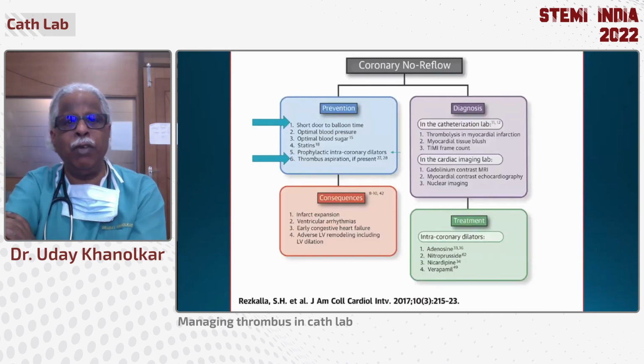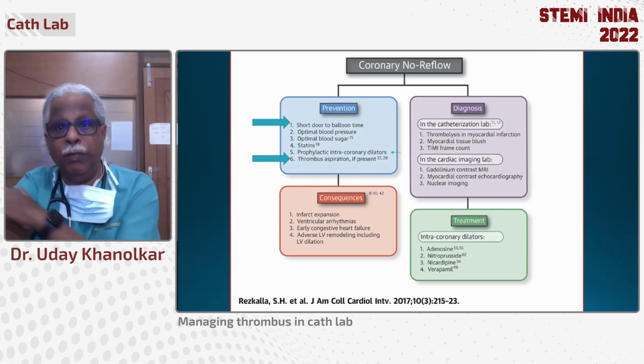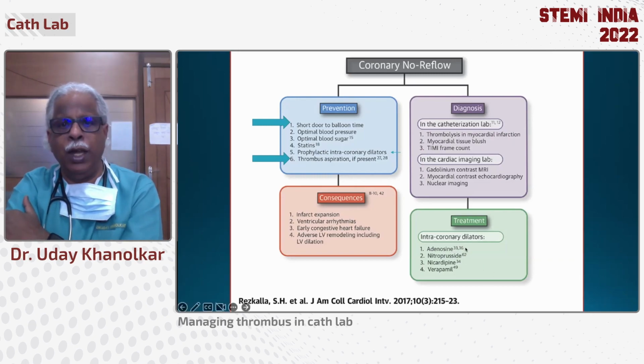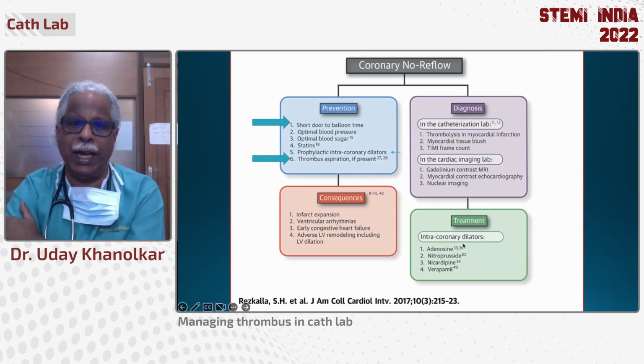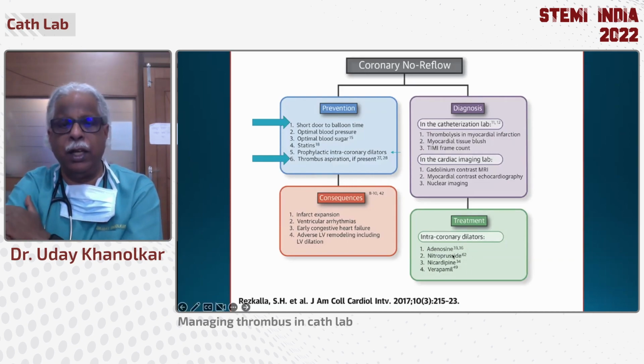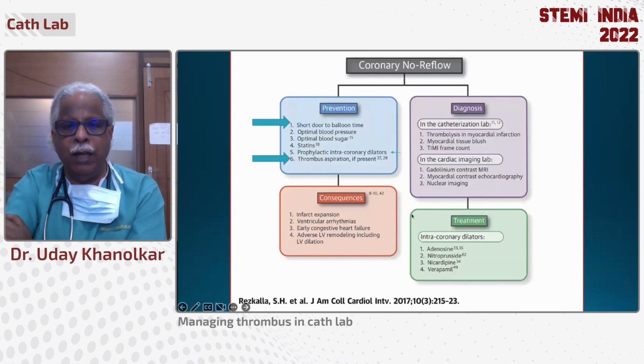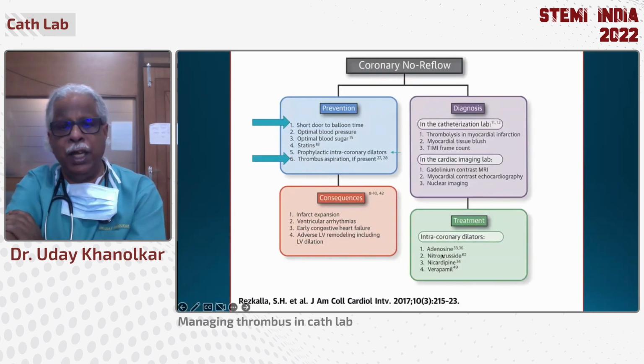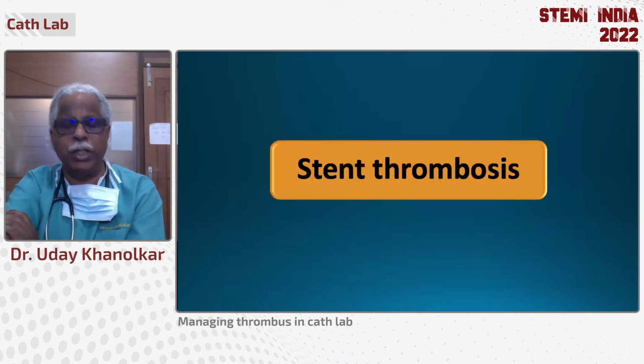So overall, if you have a short door to balloon time, and if we are doing thrombus aspiration, we can prevent slow flow or no reflow. However, thrombus aspiration is a double-edged sword. It can by itself also give rise to slow flow or no reflow. And this slow flow or no reflow can be treated by intracoronary vasodilators. My favorite is nitroprusside given intracoronary, or intracoronary injection of nitroglycerin. However, besides that, we can give adenosine or verapamil or diltiazem or even adrenaline, depending on patient to patient.